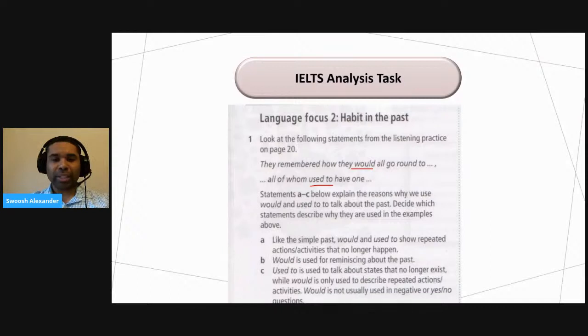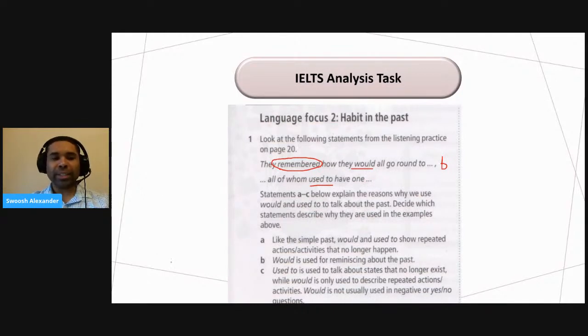Okay, so in this context, we're using would for B, aren't we? This is reminiscing about the past. We're thinking about the past. So they remembered. Remembered is the key word. You're reminiscing, thinking about how things were in the past. It's not that way anymore. So this will be option B.